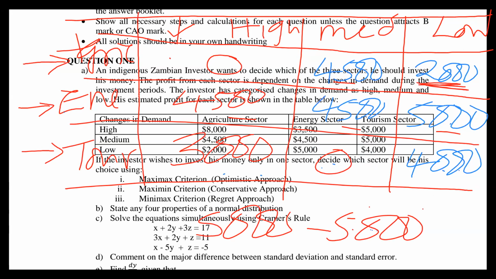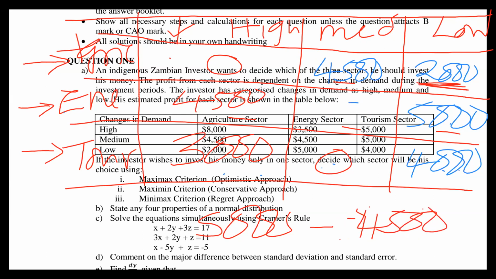Then you go to this same 5,000 that you have found, the highest one, and you subtract from it the payoff from energy, which is 4,500. So you say 5,000 minus 4,500. What do you get? 500. Yes, 500, which is the same as the one on top. These are the same figures. We still have 500 here on top.